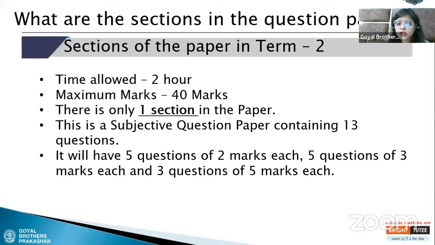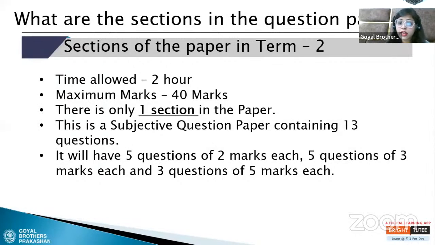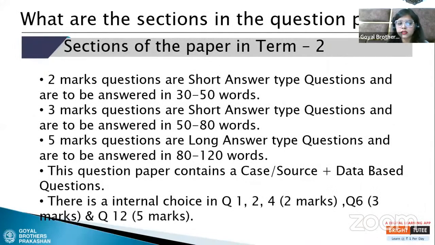You will have 5 questions of 2 marks, 5 questions of 3 marks, and 3 questions of 5 marks each. So this time there are no objective-based questions, there are no 1-marker questions. They are all subjective-based questions. 2-marker questions were never there in economics papers so far. There were only 3, 4, and 6-marker. This time we do not have any 4-marker or 6-marker question. We only have 5-marker questions. So this time the paper is based on 2, 3, and 5 marks questions.